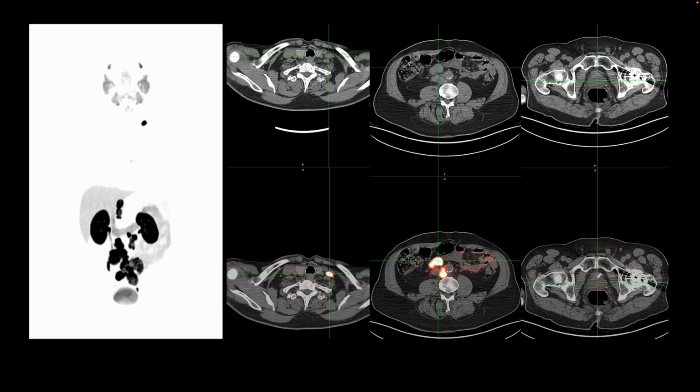Here is our next patient. They were diagnosed with prostate cancer. At that time, cancer was localized to the prostate. They received radiation. They did well. Now they're presenting with rising PSA, and we performed a PSMA PET-CT.